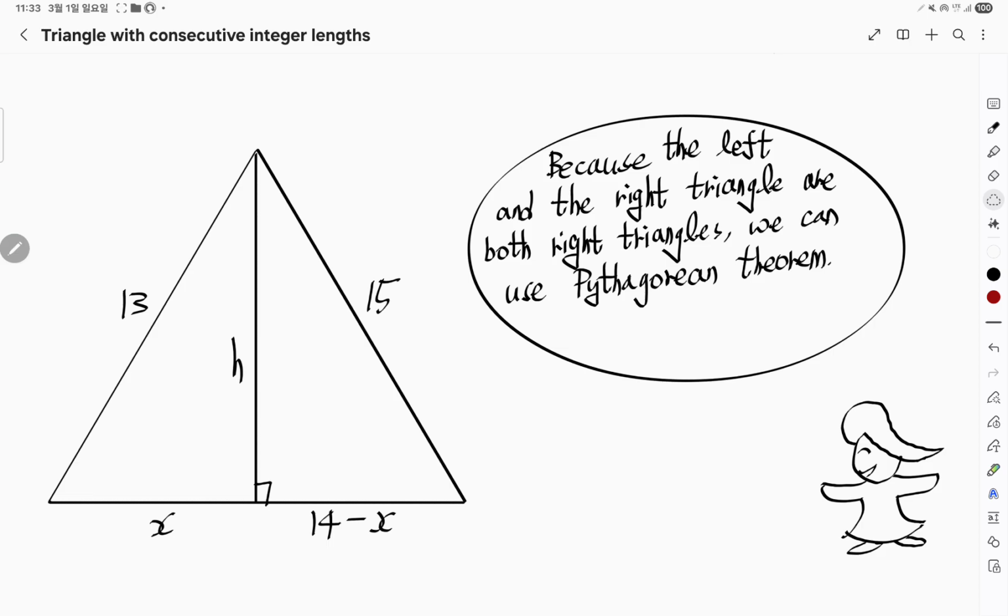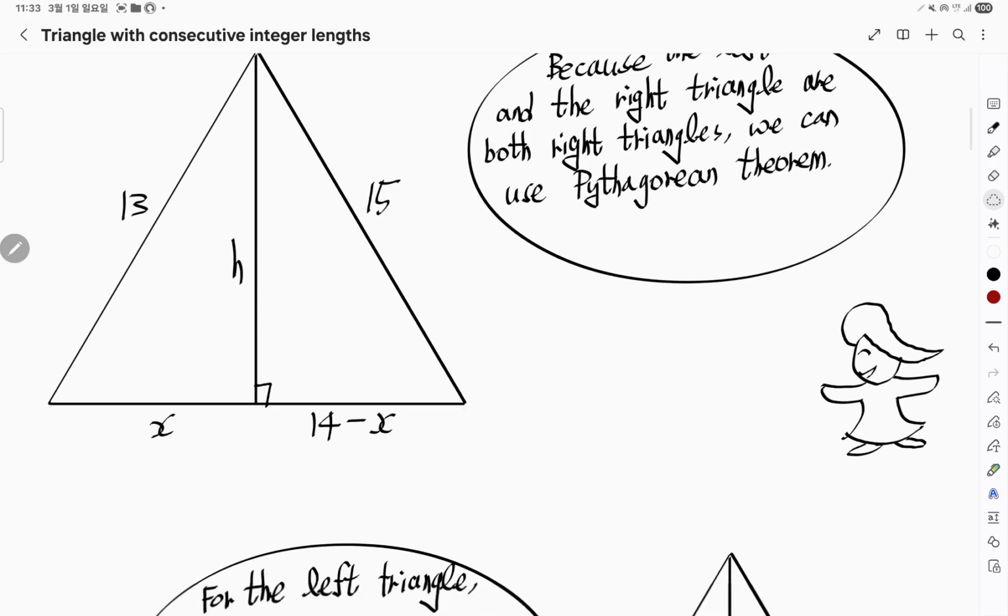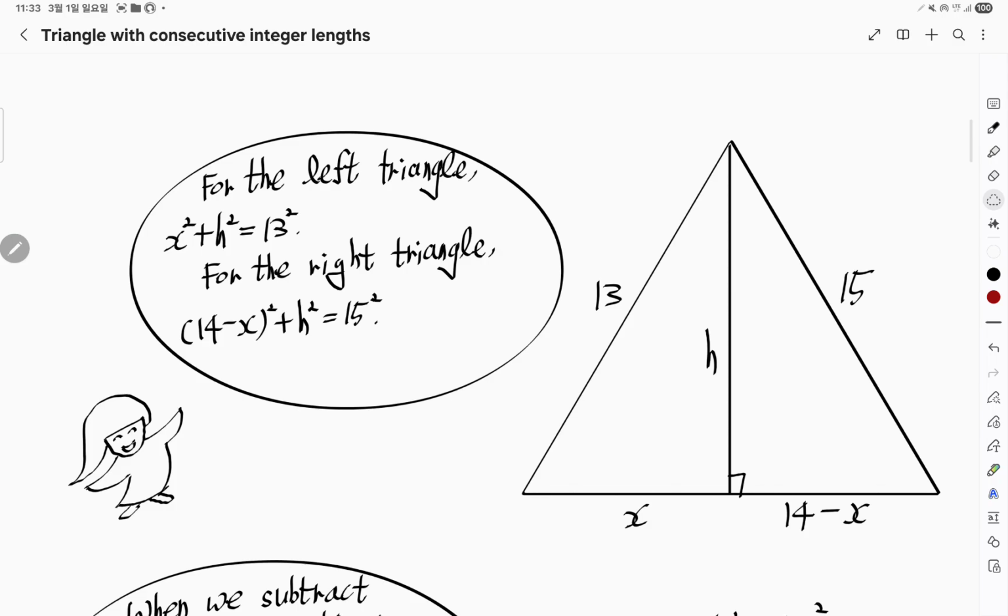Because the left and the right triangles are both right triangles, we can use the Pythagorean theorem. For the left triangle, x squared plus h squared is 13 squared. For the right triangle, (14 minus x) squared plus h squared is 15 squared.